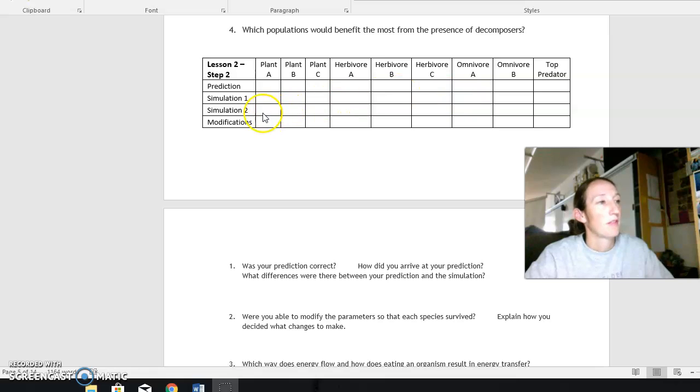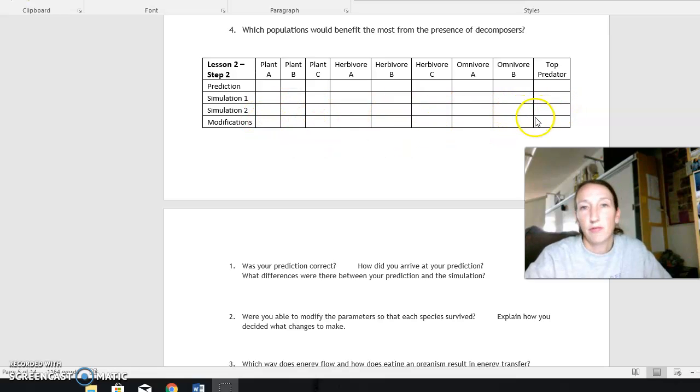Okay. Now for simulation 2, plant A, it depends on how you put them in relationships with other species, because you're supposed to do plant A, herbivore A, omnivore A, and then top predator. So when you put those 4 together, how do they affect each other? So you're going to do an up arrow, down arrow, or stay the same.